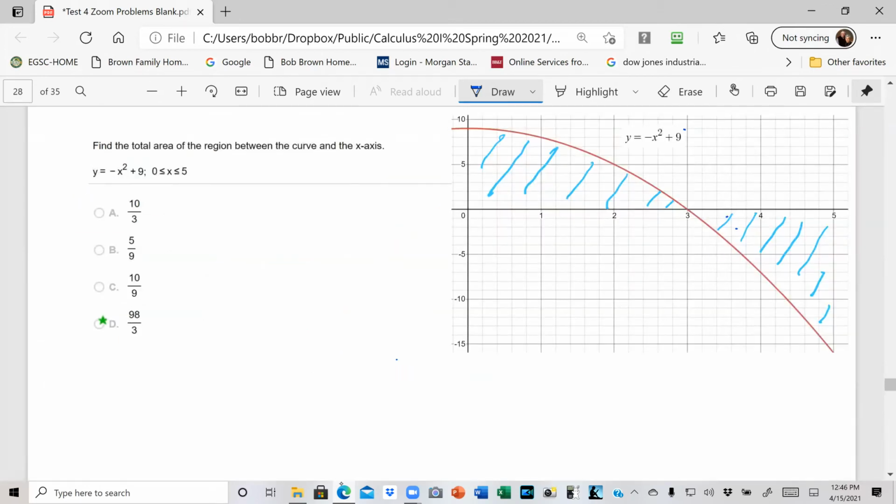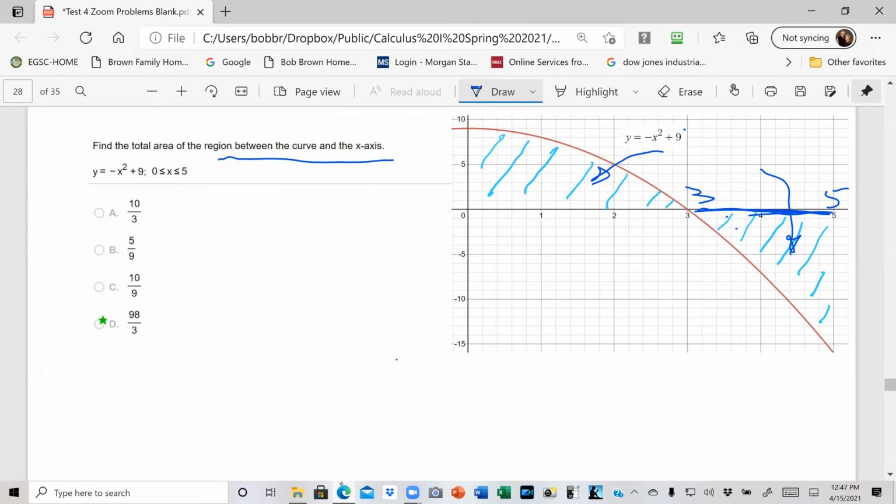Okay, in this problem, we want to find the area of the region between the curve and the x-axis. Notice, looking at the curve, we want to calculate this area plus this area. And since the integral from 3 to 5 would be negative, we need to take really the upper curve, which would be the x-axis, minus the lower curve. So let's look at how we would do this.